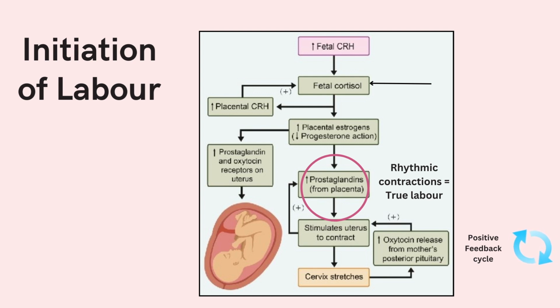And as you can see over here, we have another positive feedback cycle. Cervix stretches, more oxytocin released will stimulate the uterus to contract, cervix stretches again, and so on and so forth. So we have two really positive feedback cycles occurring here. One between the fetal cortisol and the placental CRH, and one over here: stimulates uterus to contract, cervix stretches, and then there's an increase in the oxytocin. And again, there could be another one here if you think about it. So, prostaglandin from the placenta increases the uterus to contract, which then further leads to more prostaglandins to be released.